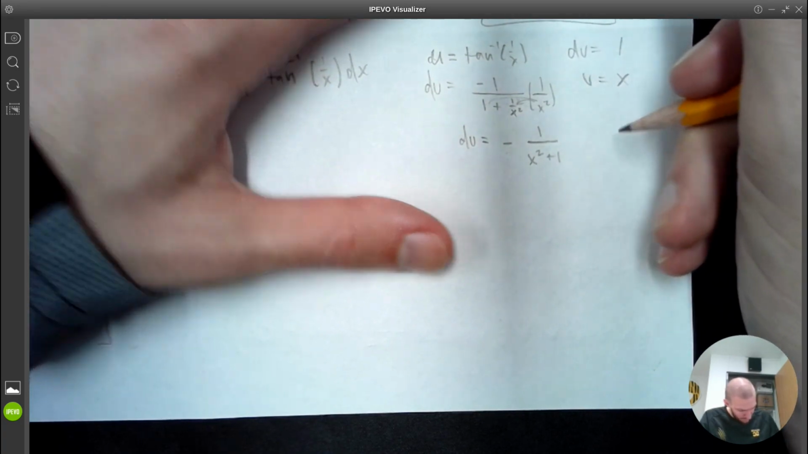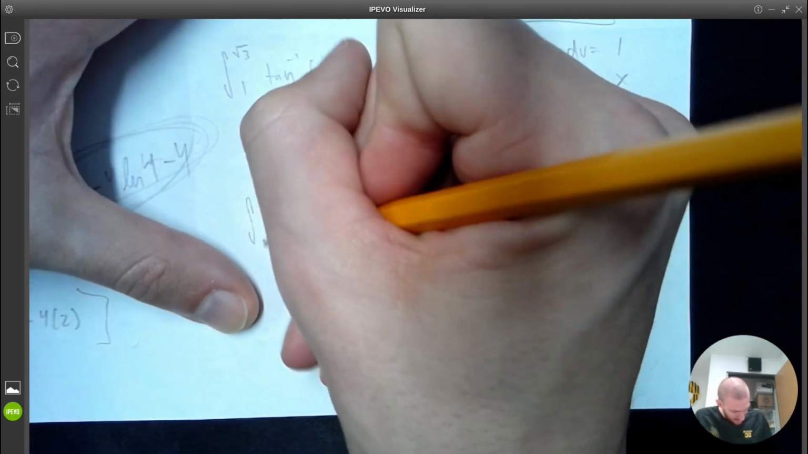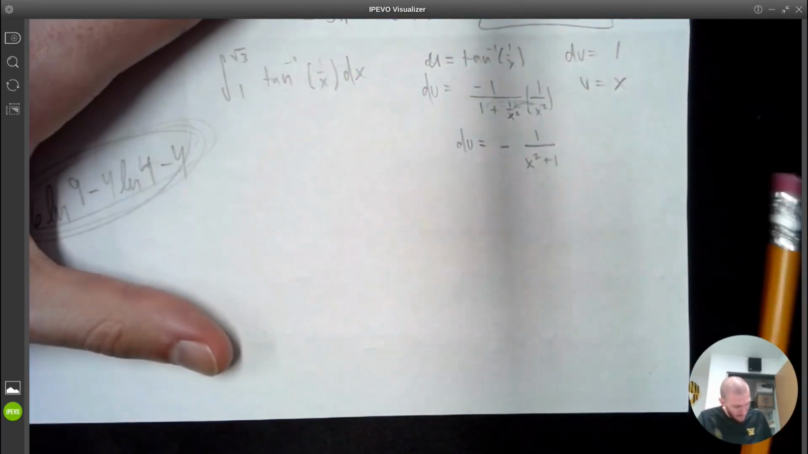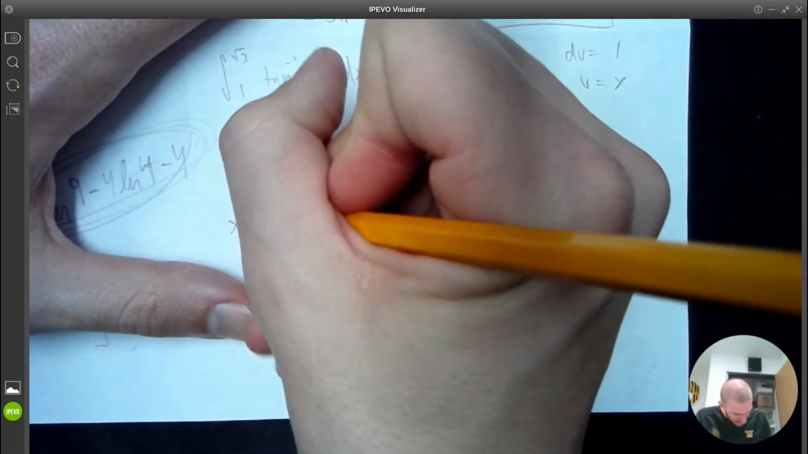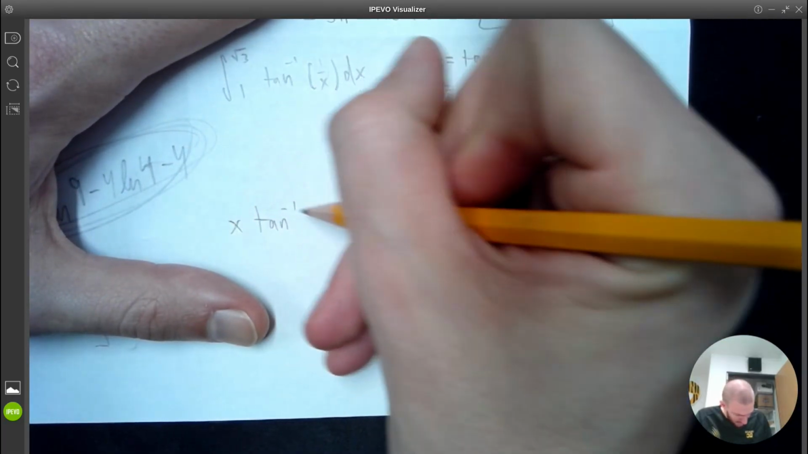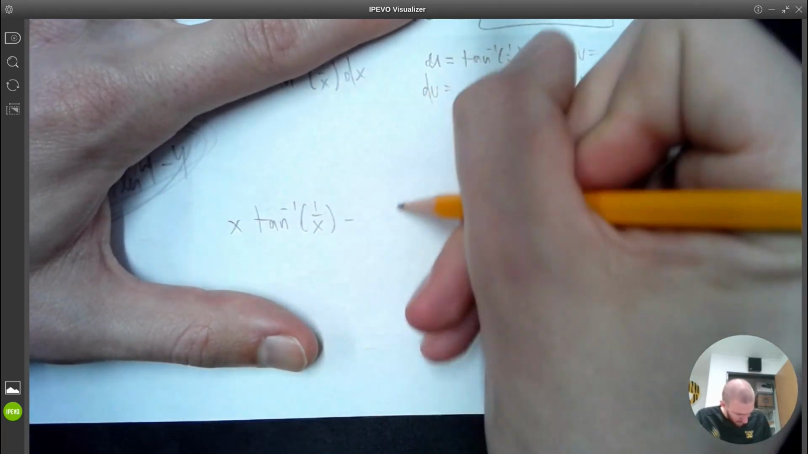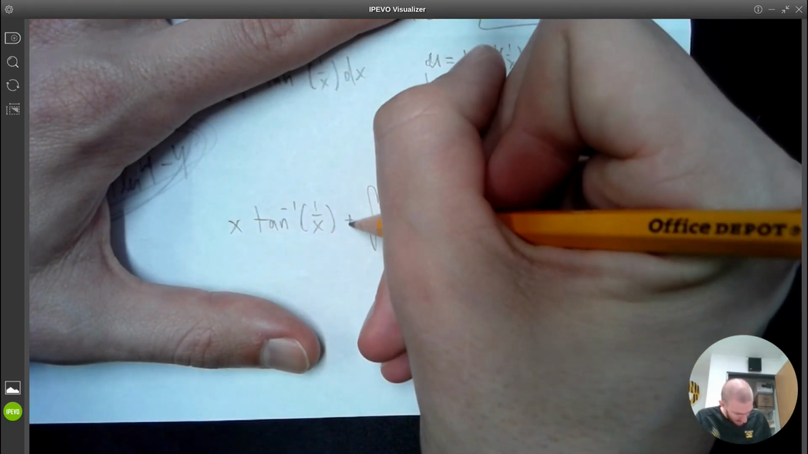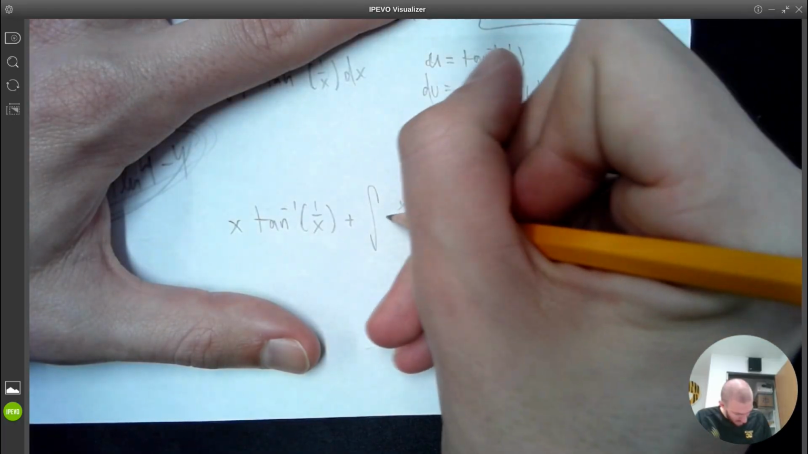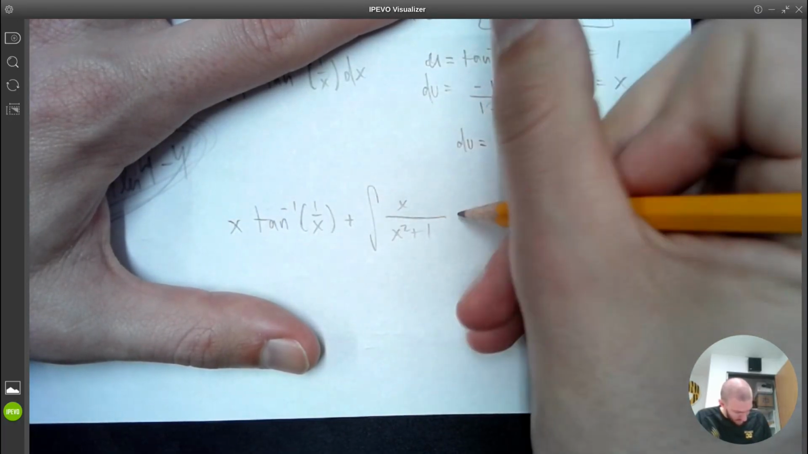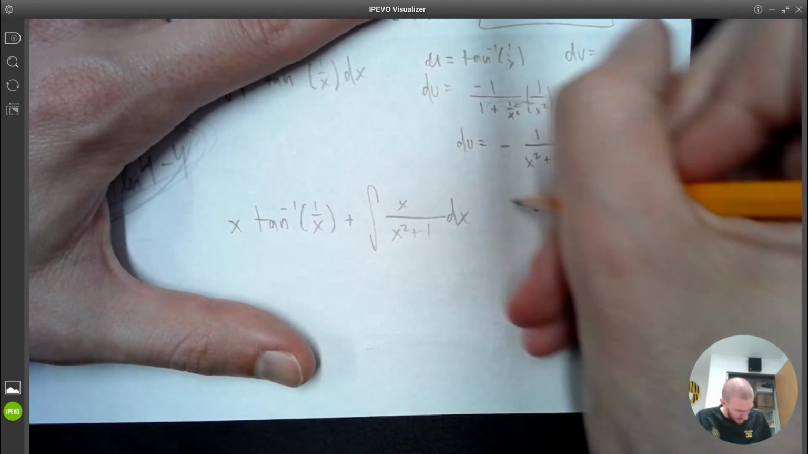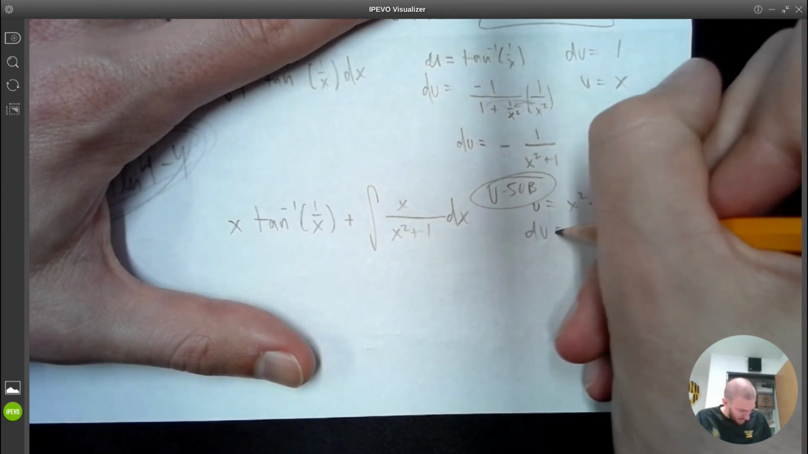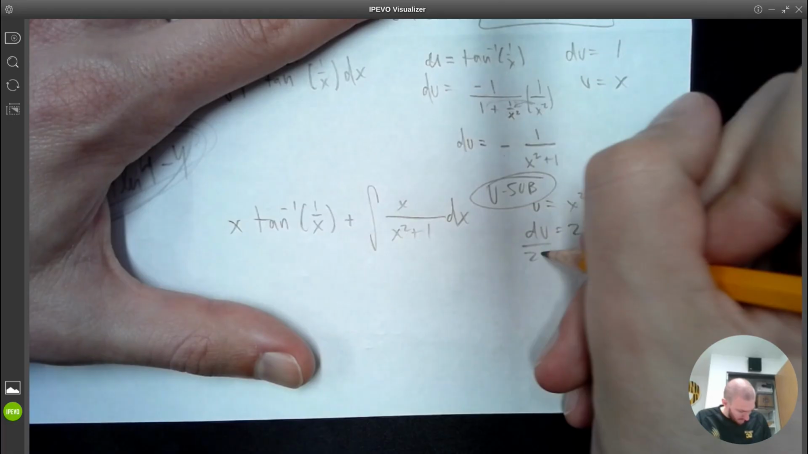Whoa, that was weird. All right. The integral from 1 to square root of 3. Oh, I don't need to do this anymore. x arctangent of 1 over x minus the integral of these two things. This is a minus, making it plus. That's an x on top and an x squared plus 1 on bottom dx. This looks pretty easy. This is u sub: x squared plus 1. du is equal to 2x dx. Divide that here.